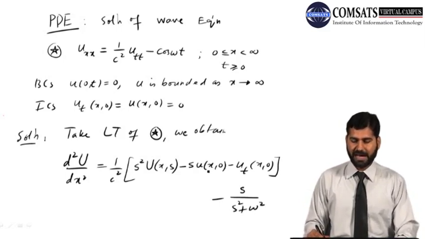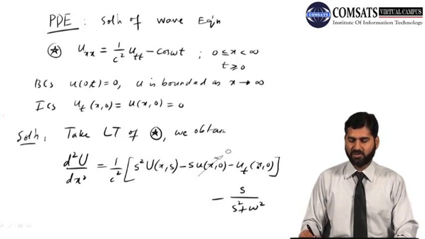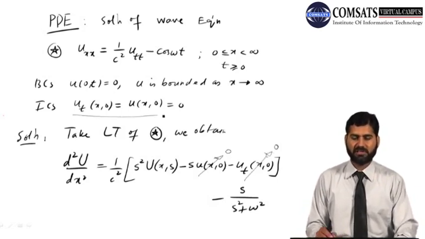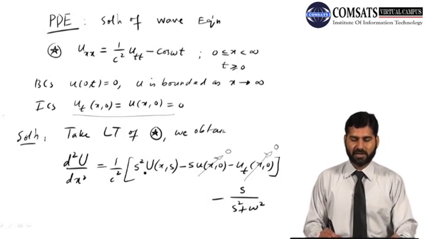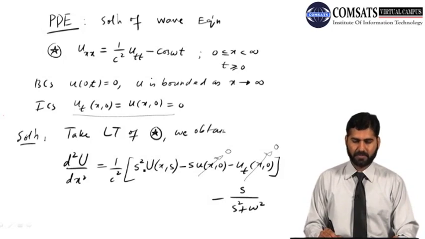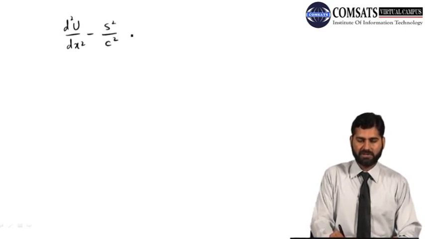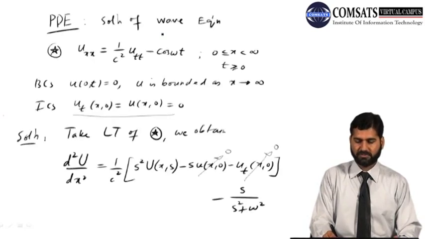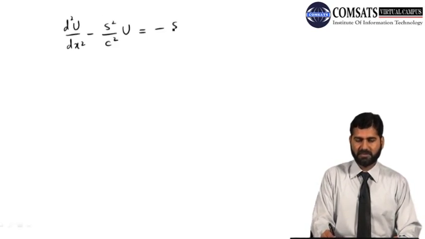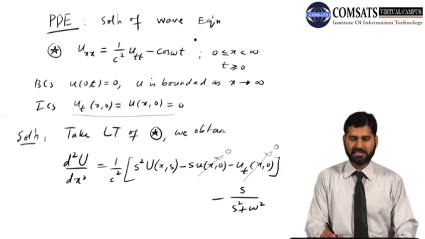All right. So u(x,0) is 0, this is gone. u_t(x,0) is 0, this is gone. You see these two conditions, both are 0. So what I got is d squared U by dx squared minus s squared by c squared U is equal to minus s over s squared plus omega squared. All right, this is what we got.